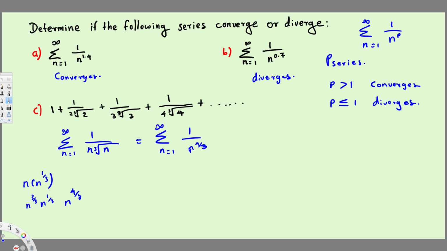Is 4 by 3 greater than 1 or less than 1? The numerator is higher than the denominator, so it's definitely greater than 1. And if it's greater than 1, it definitely converges. So we can go ahead and say this one converges.